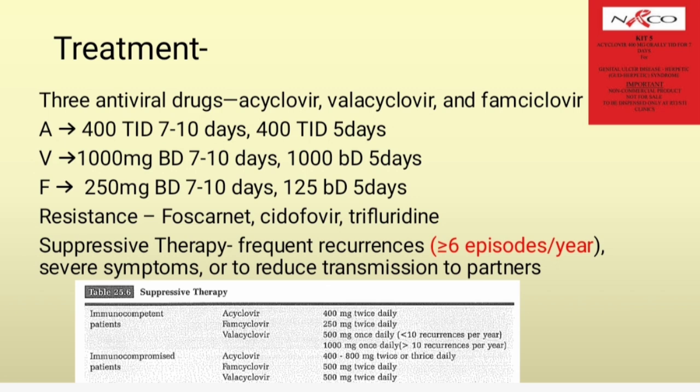In case of resistance to acyclovir, we can give foscarnet, cidofovir, or trifluridine. Suppressive therapy is indicated in frequent recurrences, that is greater than 6 episodes per year, or in those who have severe symptoms, and to reduce transmission to the partners.